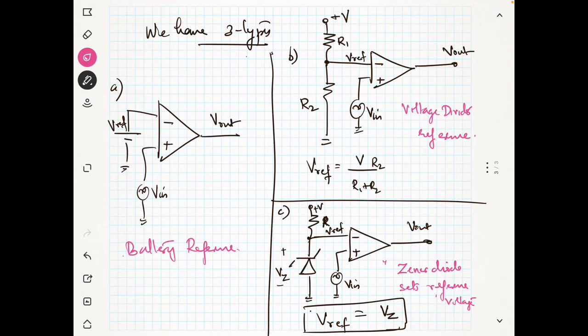Okay, so we have 3 types now. The working of all these circuits is the same, only you are setting the reference voltage by using different means, by using different methods. So we will see a problem now.